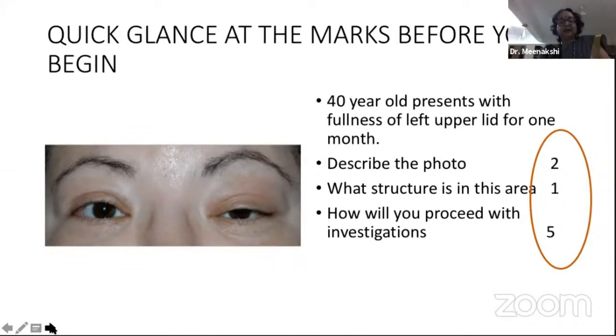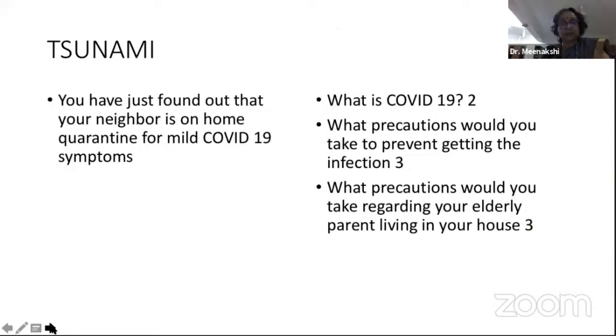One of my students wrote to me after the ENT OSCEs that happened yesterday, and she said, believe it or not, there was a tsunami. Look at this question: you've just found out that your neighbor is on home quarantine for mild COVID-19 symptoms. Apparently, there were 3 questions on COVID. What is COVID-19? It might be COVID in the ophthalmologist. So be prepared for COVID questions in this era.